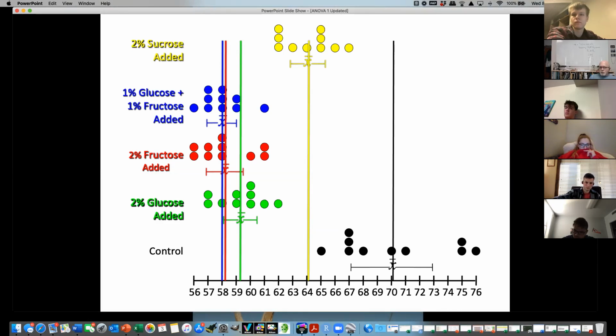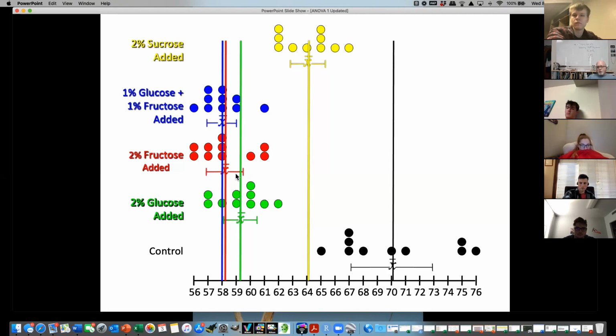Yes, 2% sucrose is different from who? The pretty much the blue, red, and green. Mm-hmm. And the control. And the control, yeah. So just based on simple t-test sorts of ways of thinking about this, does this mean fall within the confidence intervals of any of the other means? It doesn't, so you would say that that one's different. Does this mean fall within the confidence interval of any of the others? You would say, no, it doesn't.